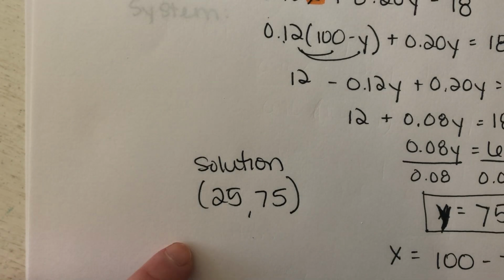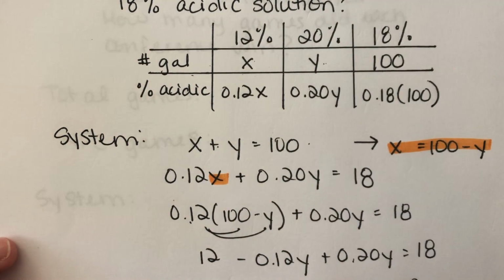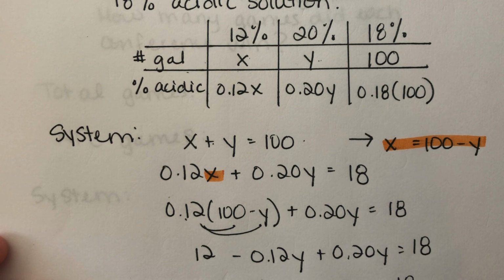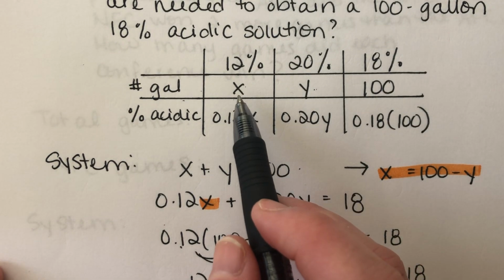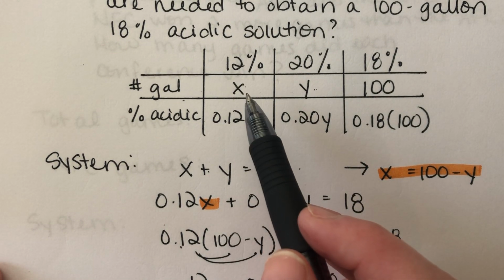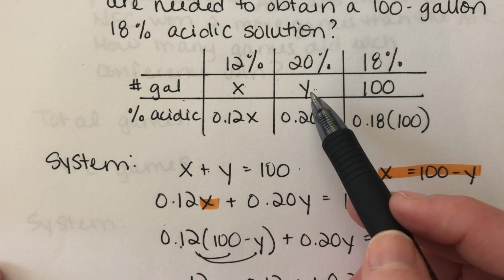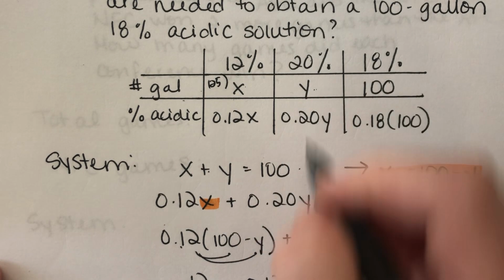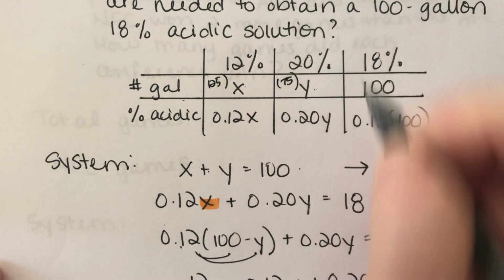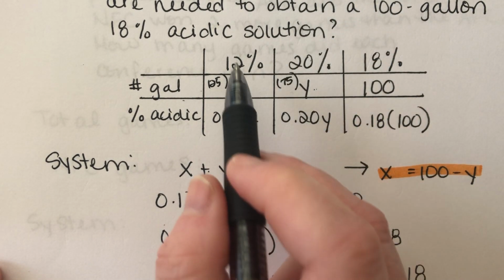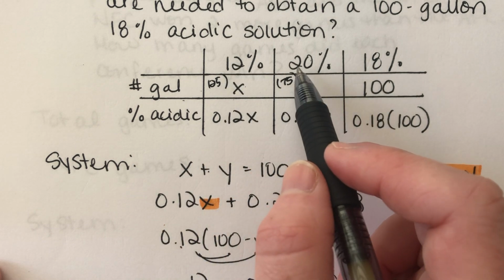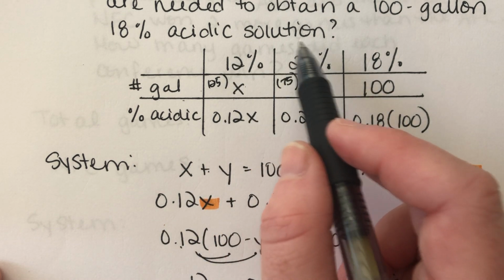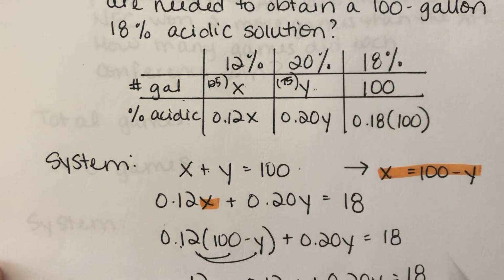And that is referencing this whole situation I set up here, right? How many gallons of the 12% solution am I using? 25 gallons. How many of the 20% solution? 75. A lot more of 20, right? And between 12 and 20, 18 is a lot closer to 20 than it is to 12. So it looks like I'm going to use a lot more of this guy, right?